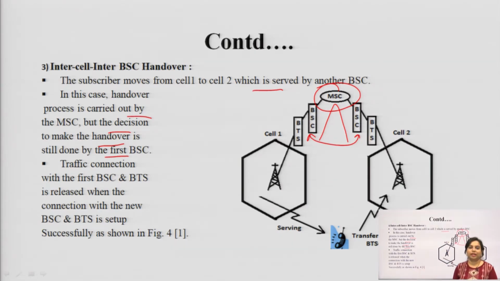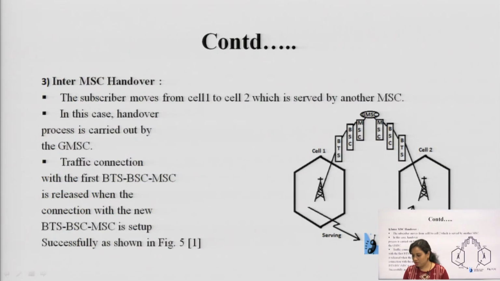So, what is the decision that has to be taken when the call is transferred from one point to another point? That is the case that has to be led by the first base station, that is the initial base station. Now, the traffic connection with the first BSC and BTS is released when the connection with the new BSC and BTS is set up. So, that is the successful transfer of the call from one base station to another base station.